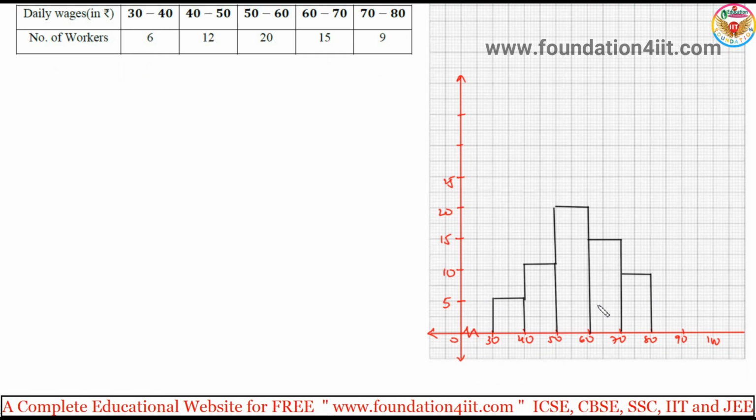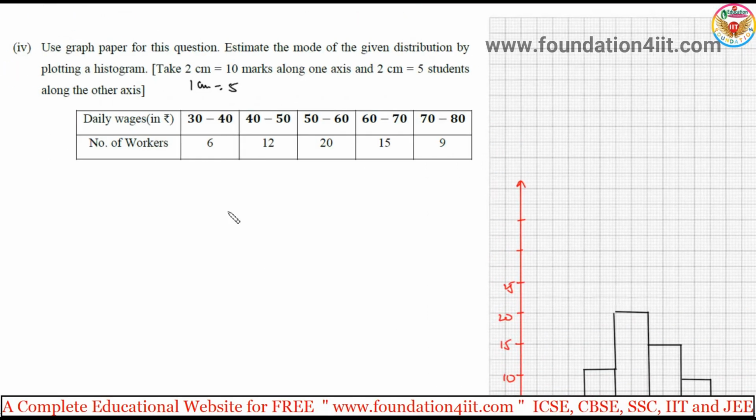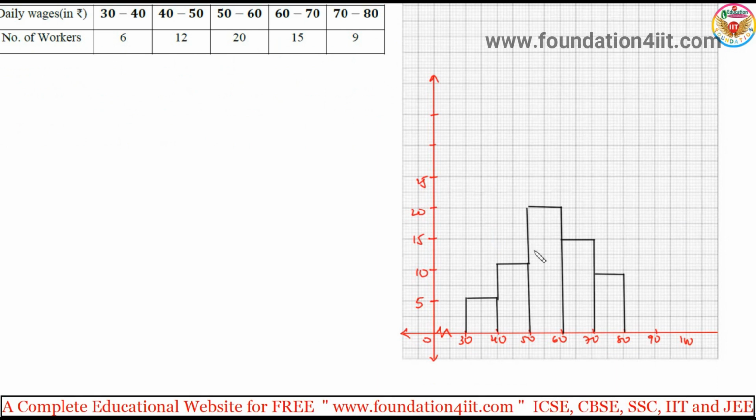Now the main thing is to construct the mode for this. They're asking to estimate the mode. Estimate the mode for this. So to estimate the mode, we need to take the highest value first. So 50 to 60 is highest. So here is the lower limit. For this highest bar, this is the lower and this is the upper. Lower limit, you have to join to the next bar's lower, and upper to the previous histogram bar's upper you have to join.